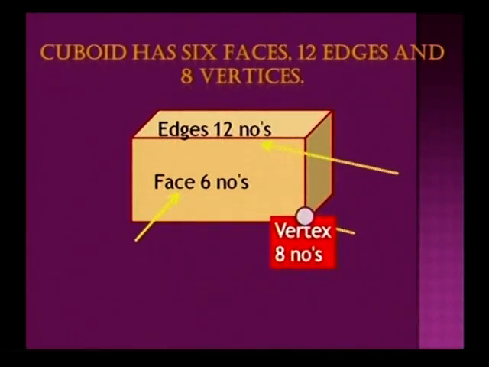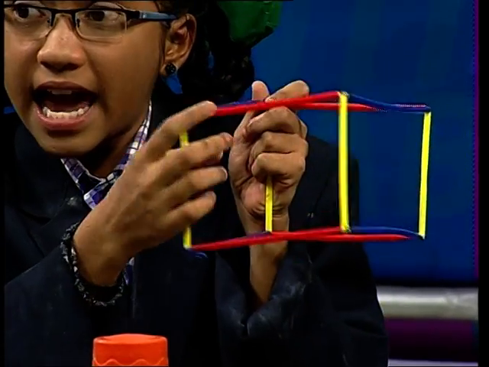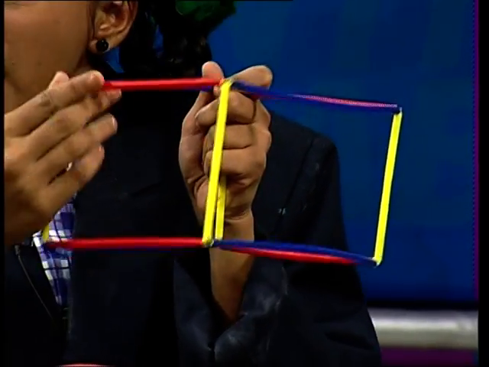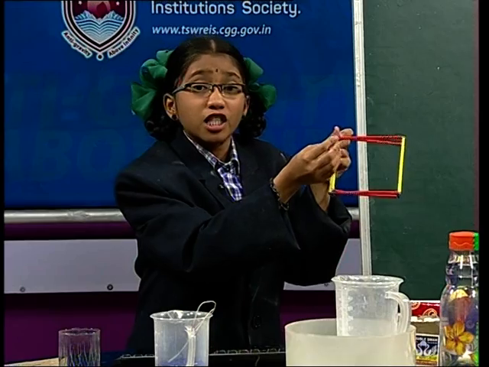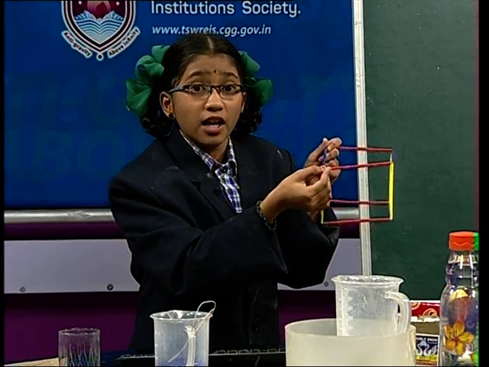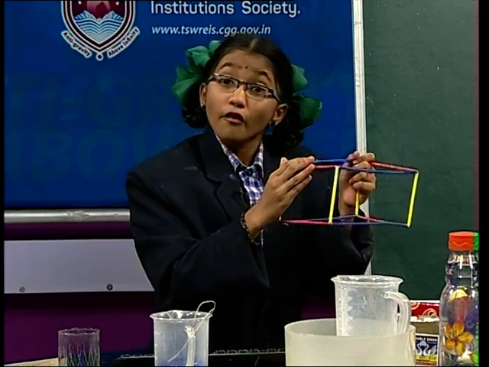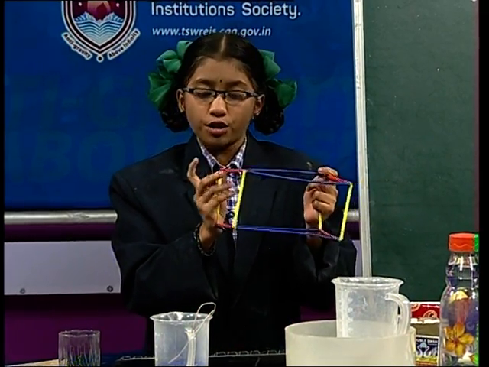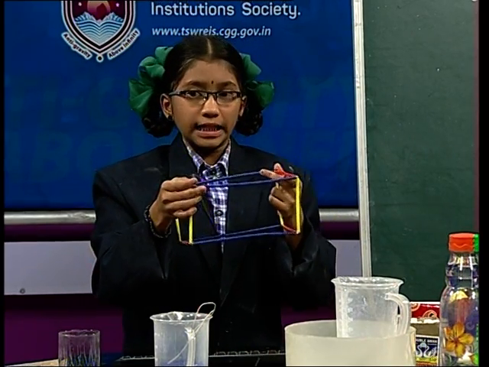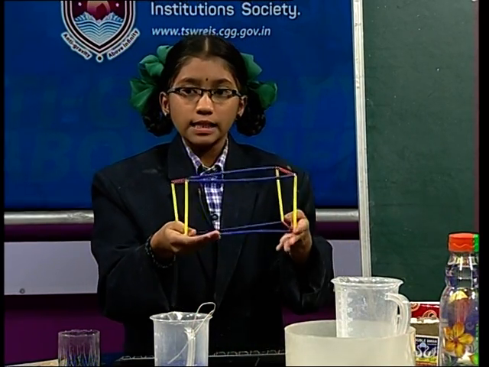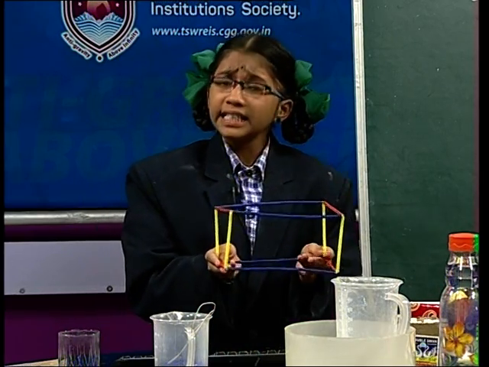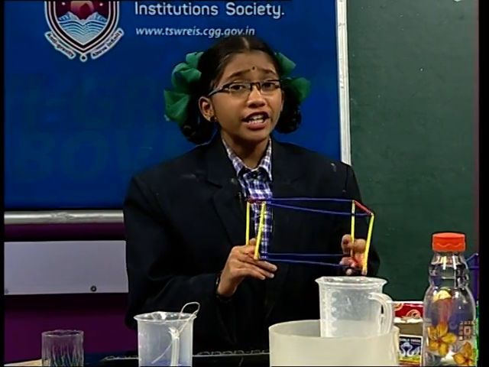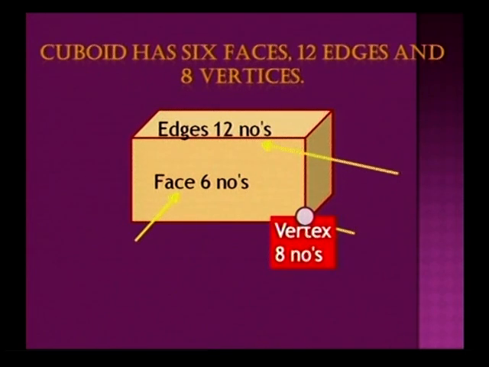Next, vertex. A vertex is nothing but the corner of the edges. This is an edge, this is an edge, and this is an edge. This is the corner of the edges, so it is a vertex. So we may count it. How many vertices are there? Count it: 1, 2, 3, 4, 5, 6, 7, 8. The number of vertices is 8. So now we have found the vertices, edges and faces of the cuboid object.